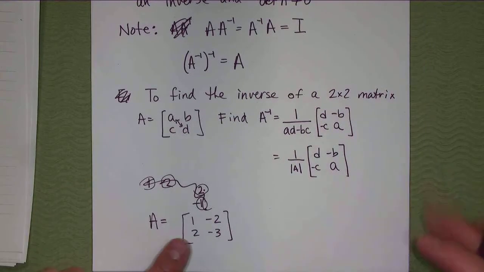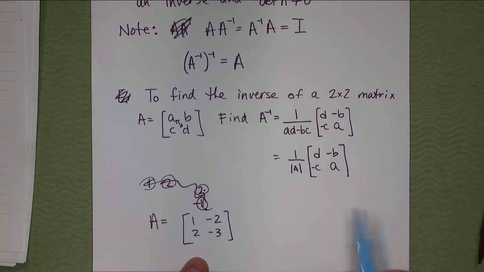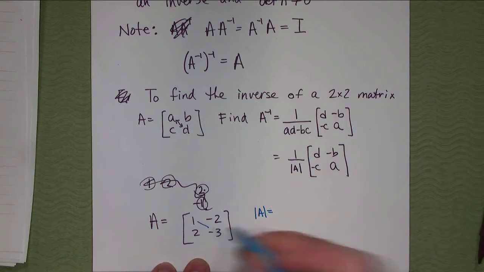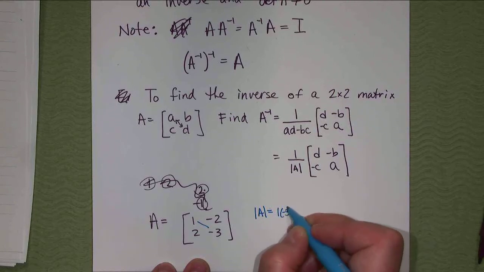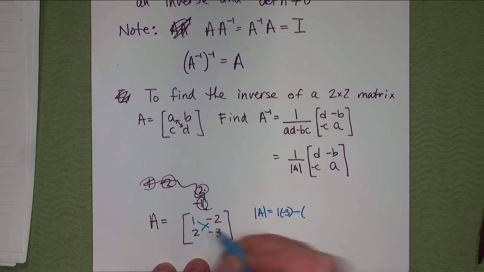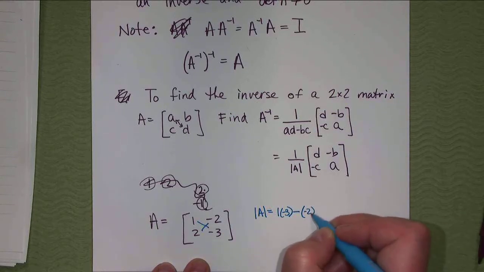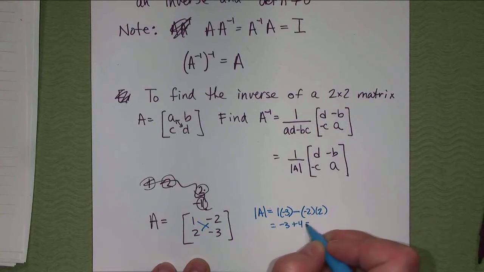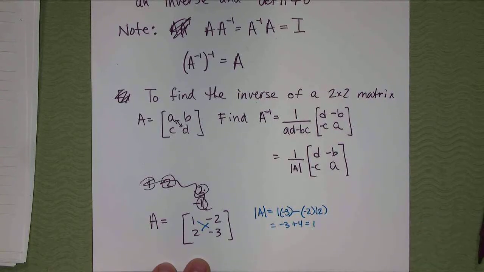So what's the determinant of this? The determinant of A is 1 times minus 3, minus, you subtract going backwards, minus 2 times 2. So minus 3 plus 4 is 1. So I said only sometimes there's a special case when you don't have fractions in your inverse, and that's when the determinant's 1.